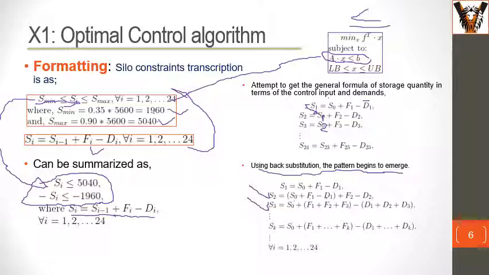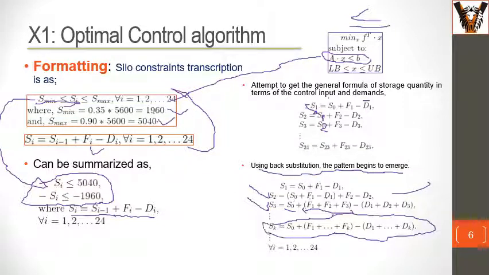The initial value of the storage. So the only unknown in this case would be our schedule, because this is going to be given and this as well is going to be given. So generally we can write that the amount of material at our SK is going to be S0 plus all the feed rate up to the hour K minus all the demands up to the hour K.